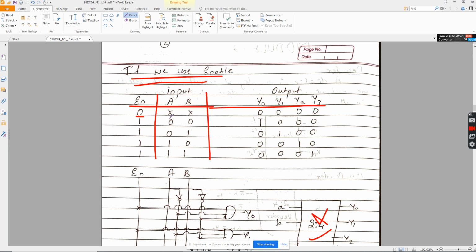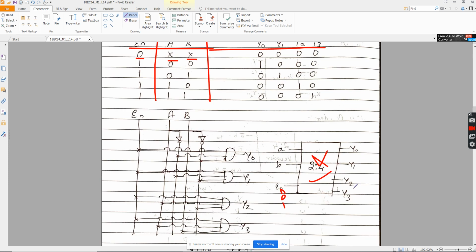That is, when enable is 0, A is don't care, B is don't care. Means whatever A and B might be, the output will be 0. Even if I feed 0 and 1 here, and enable is 0, which one should be selected? Ideally, y1 should be selected, correct? 0 0 0 1, so y1 should be selected here. I am trying for this combination, but enable is 0. If enable is 0, then the IC itself is not working. What will be the output? Default output will be 0.